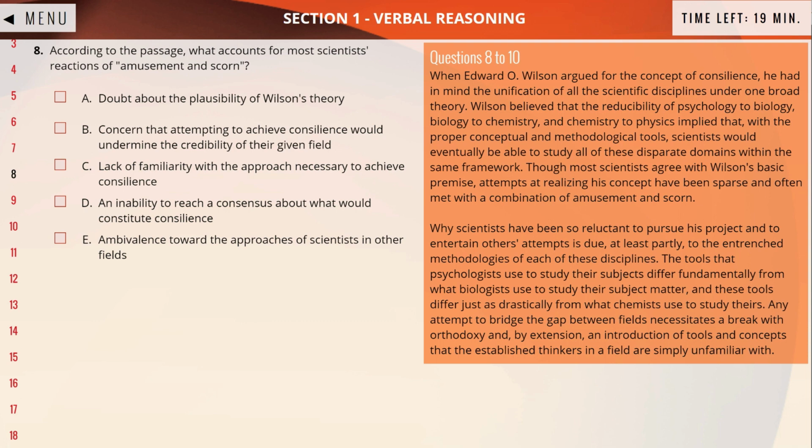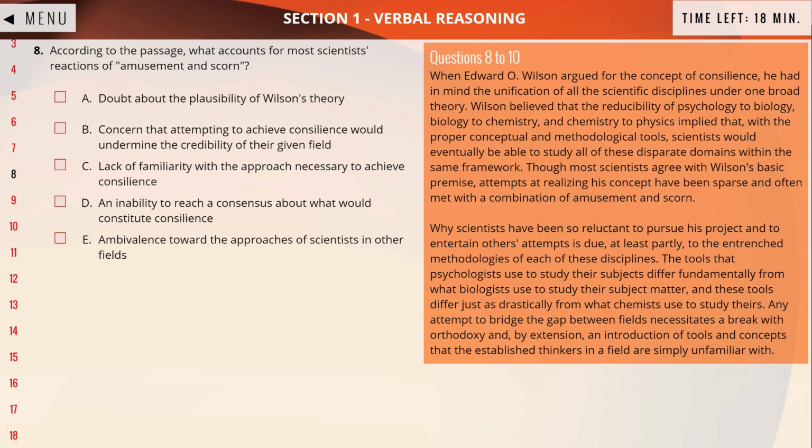Any attempt to bridge the gap between fields necessitates a break with orthodoxy, a break with current understanding, being a rebel basically, and by extension an introduction of tools and concepts that the established thinkers in a field are simply unfamiliar with. So that's the problem with doing all this, is that the established thinkers are just unfamiliar with all these new tools and new concepts, like a psychologist is not familiar with a chemist's work and that kind of thing. All makes sense. According to the passage, what accounts for most scientists' reactions of amusement and scorn?